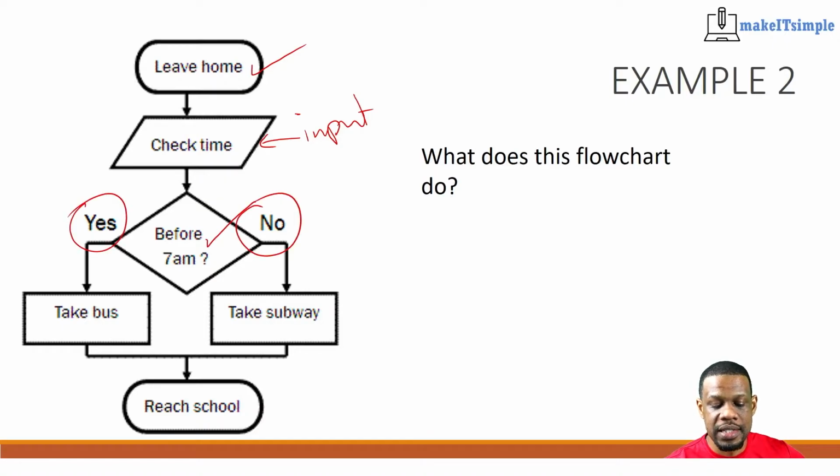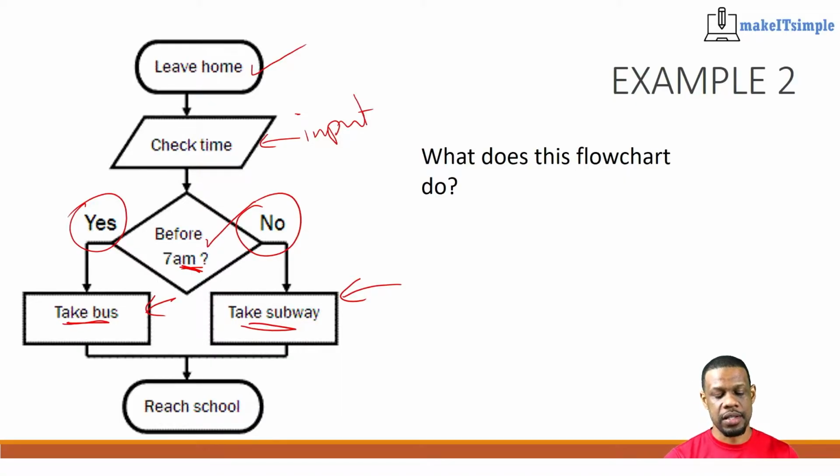But remember, this is a question. Because it's a question, it has to be a diamond. A diamond will clearly give you two choices, yes or no, coming out of it. Right? If the answer is yes, you have to take the bus or you have to take the subway. The reason these two are in rectangles is because they are processes. The process of taking the bus or the process of taking the subway. You're not telling them to take the bus or take the subway.